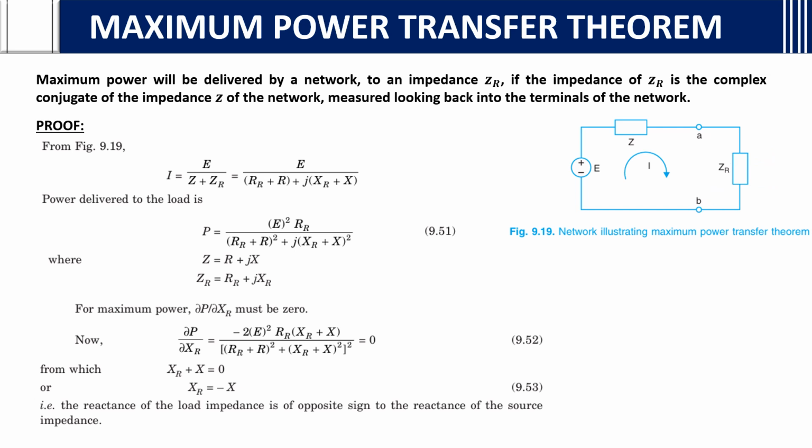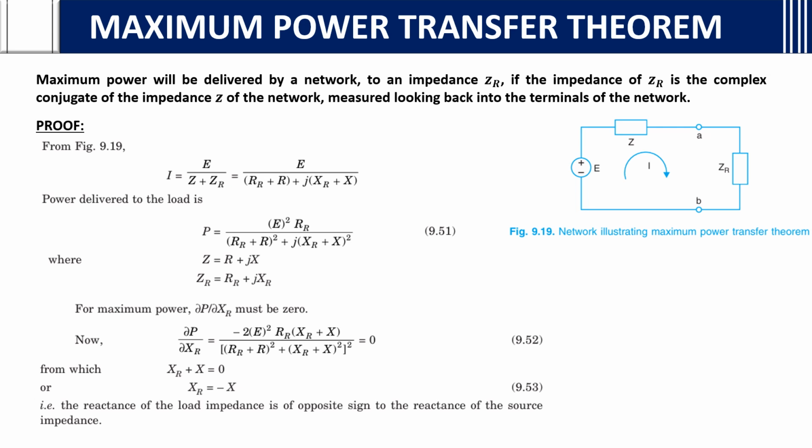It is a statement. Proof is also important, so we will see the proof. In the proof, we initially find the load current I. To get the current of this network, I is equal to the total potential E divided by the impedance Z and ZR in series, so Z plus ZR.